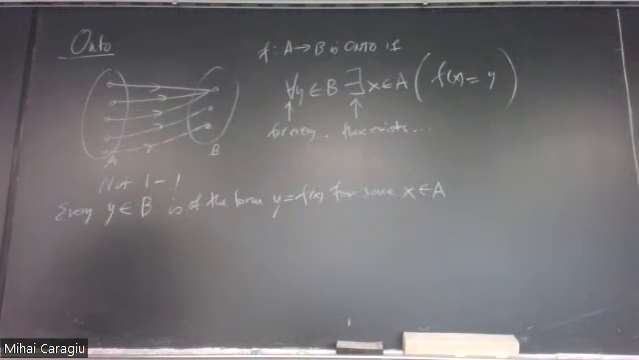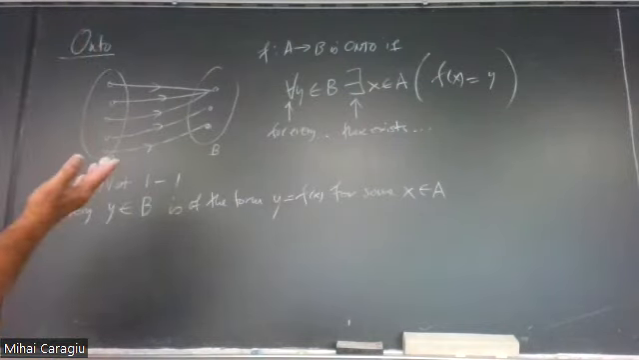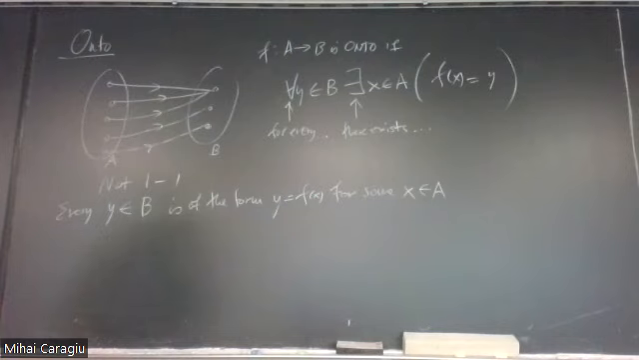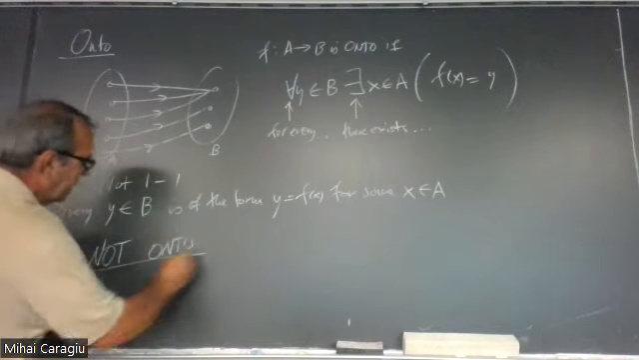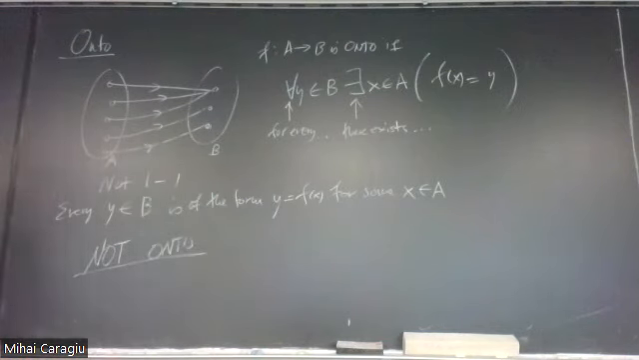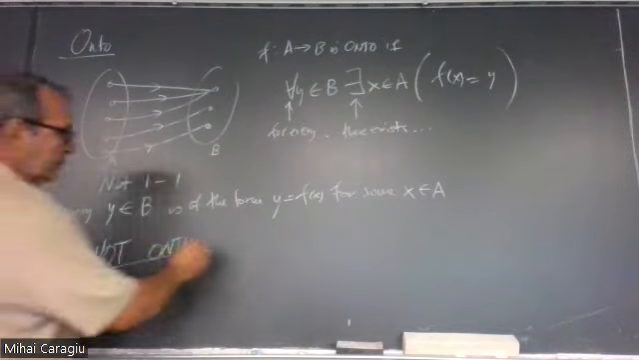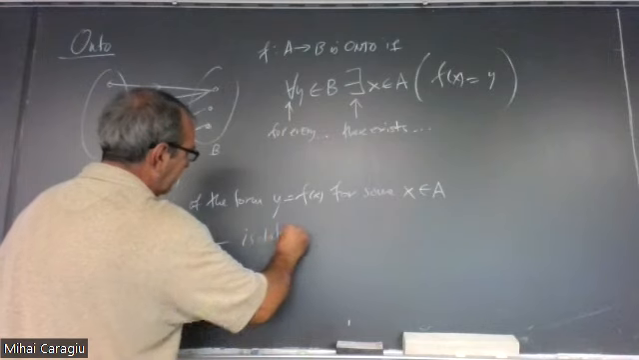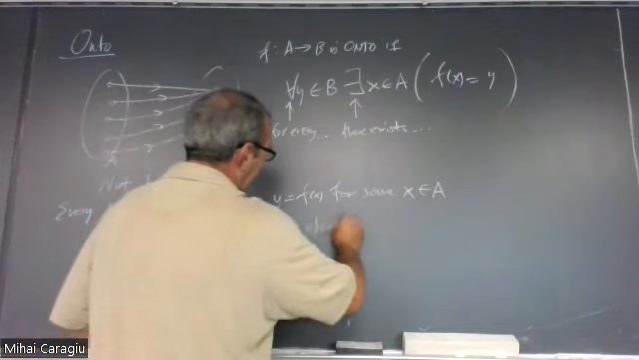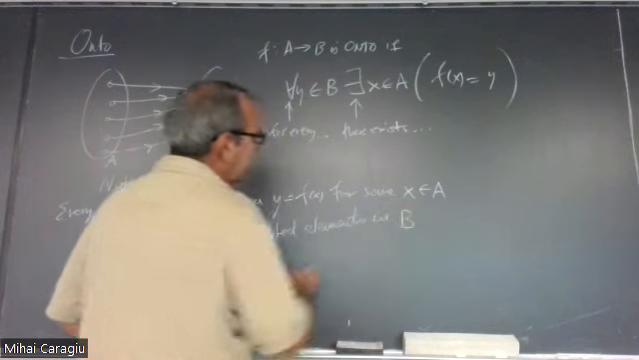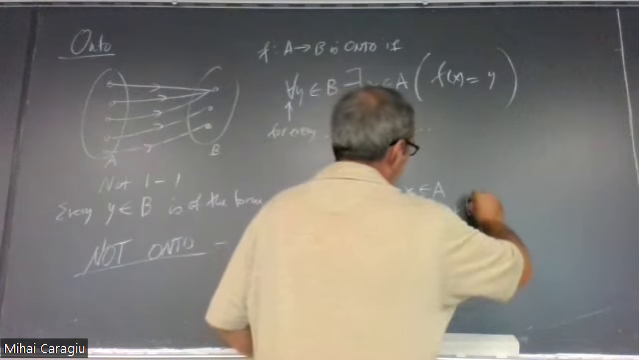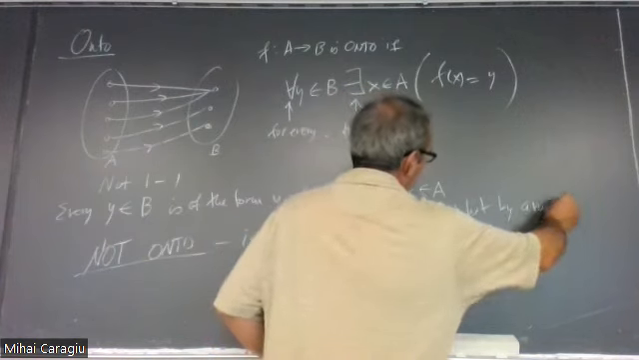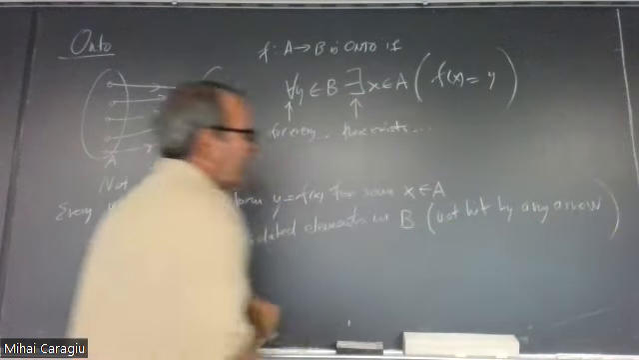Okay, so what would be a defeater for onto? Sometimes it's easier to understand concepts by using defeaters. So what does not onto mean? Not onto means there are isolated elements in B which are not hit by any arrow emerging from the domain.